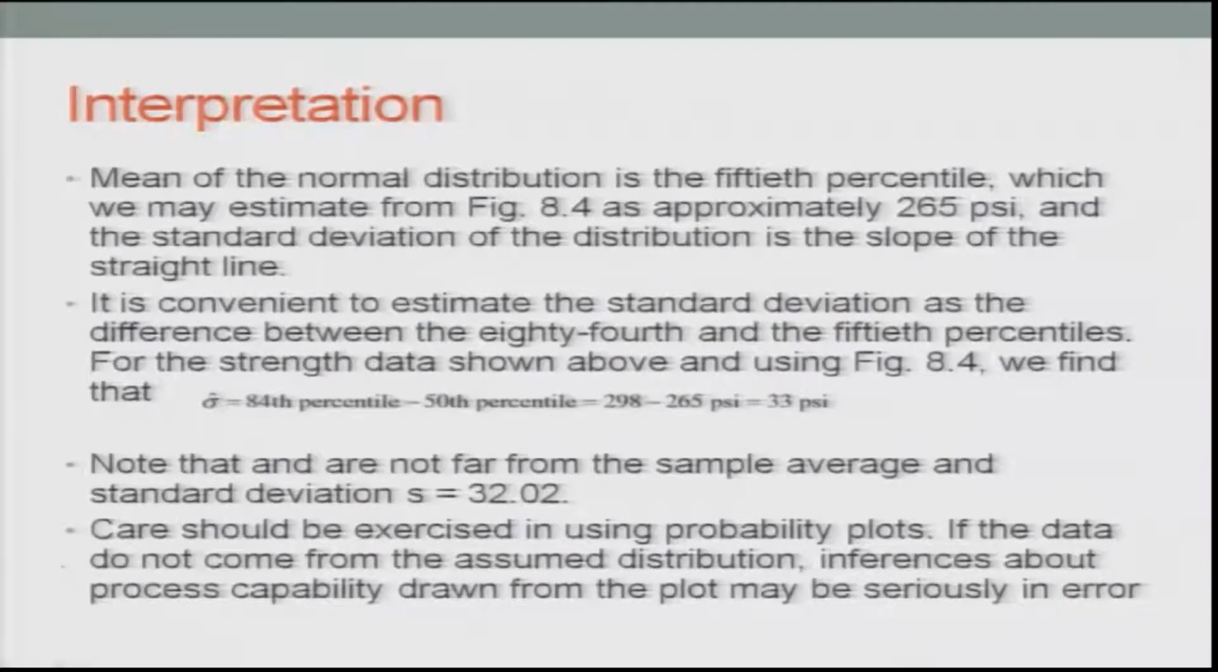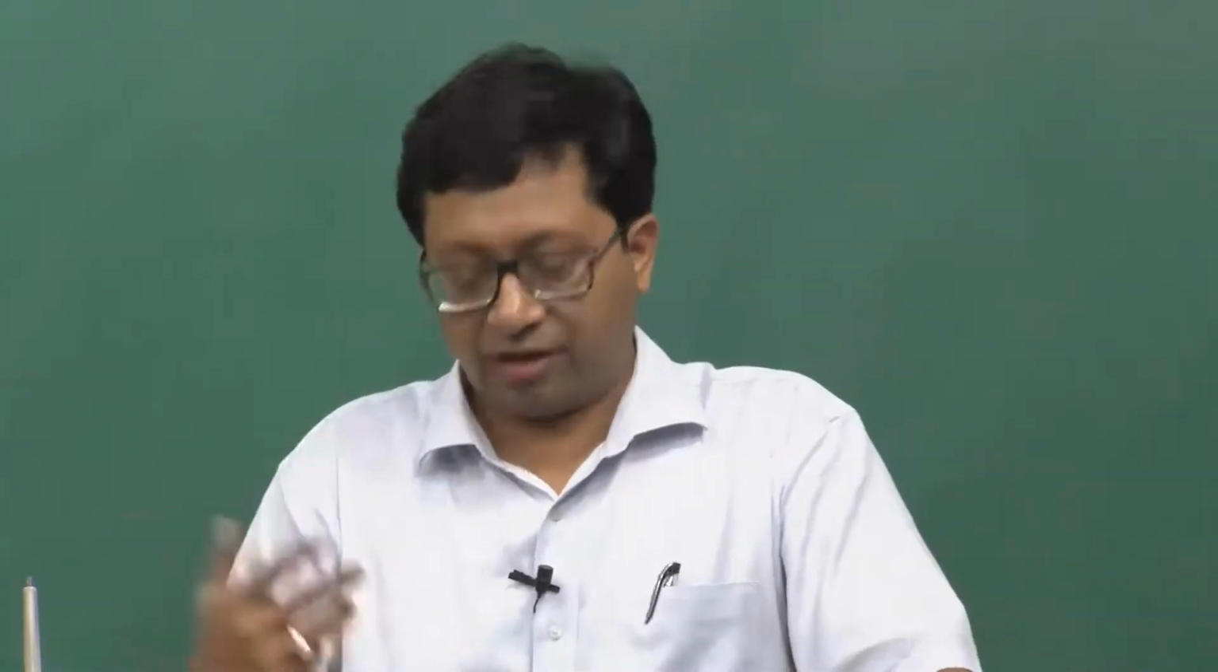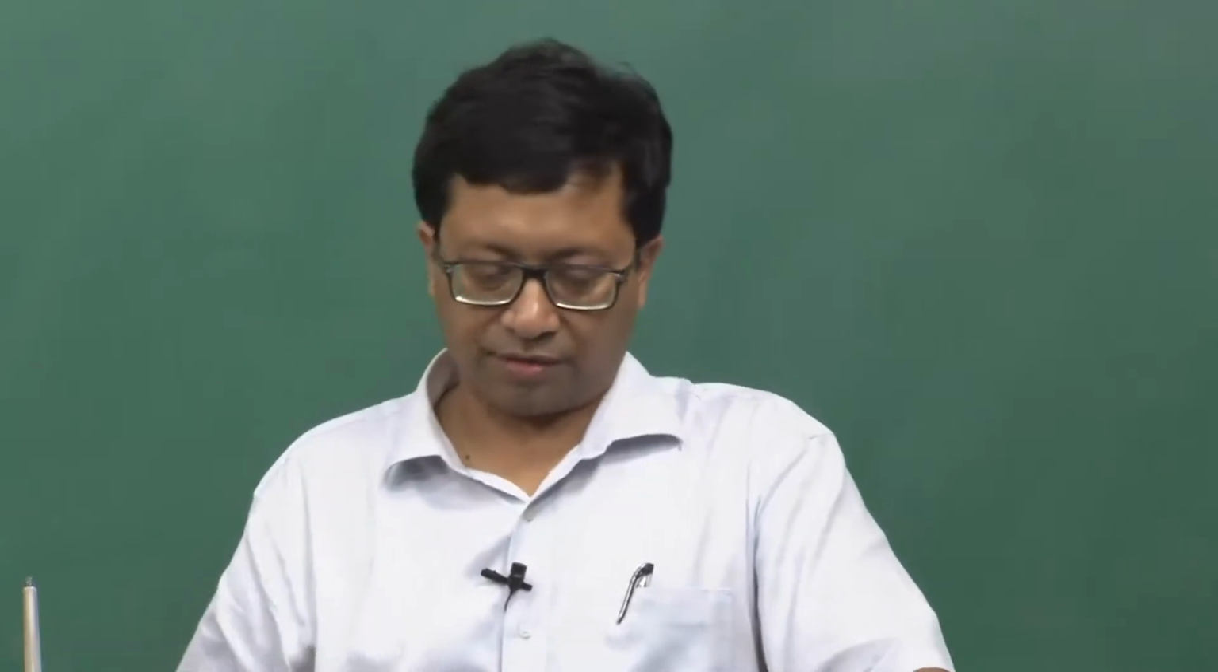So, care should be exercised in using the probability plots if the data do not come from the assumed distribution. Inferences about the process capability drawn from the plot may be seriously in error, because the actual information based on which we are trying to draw the standard normal deviate or the distribution for the process control, there would be some conceptual error in what we are trying to consider.